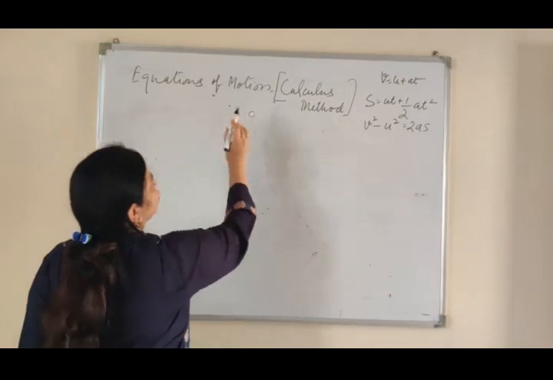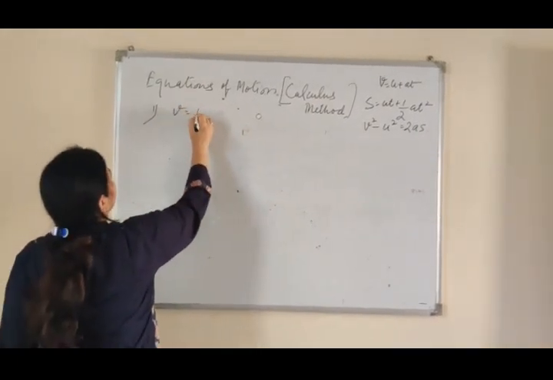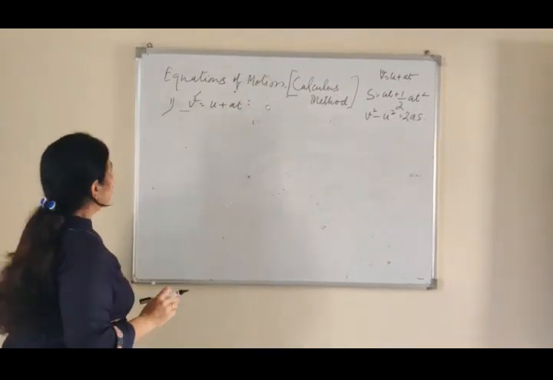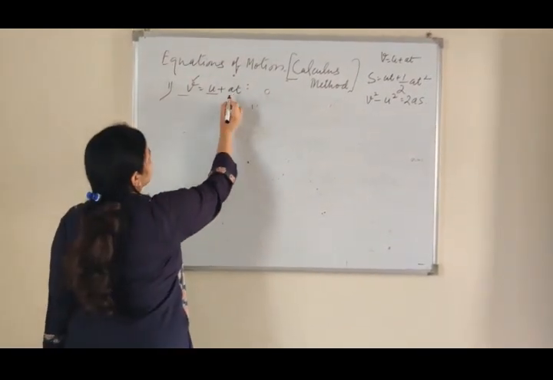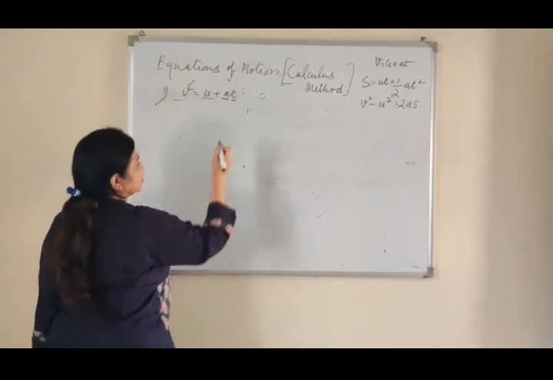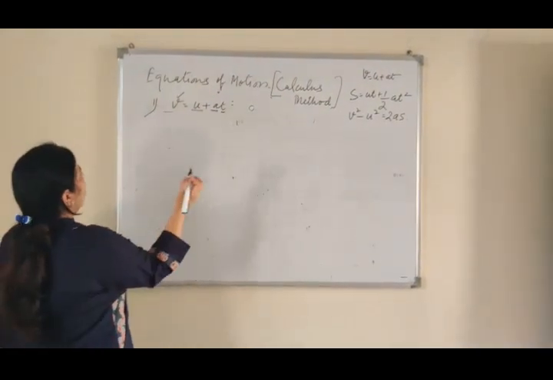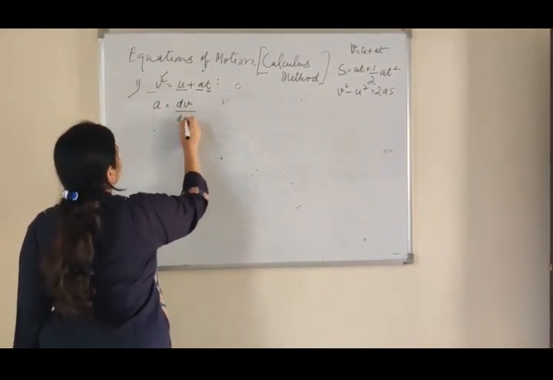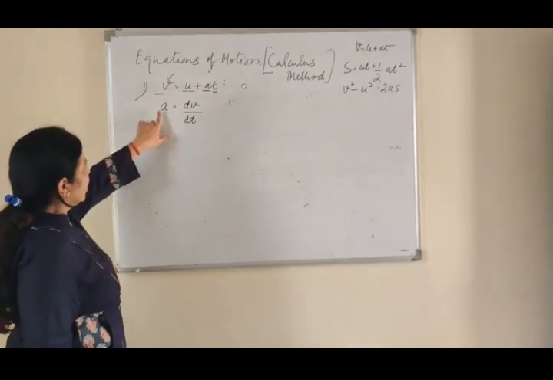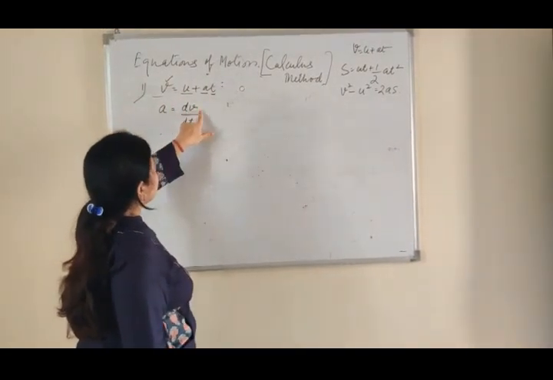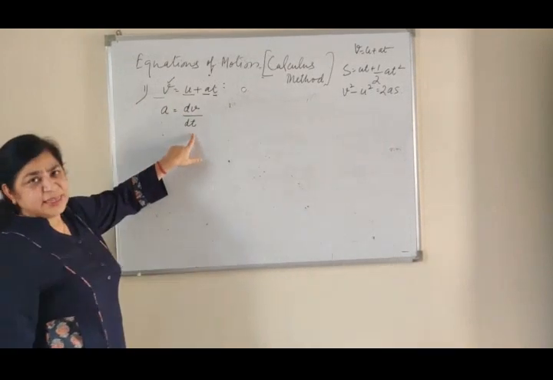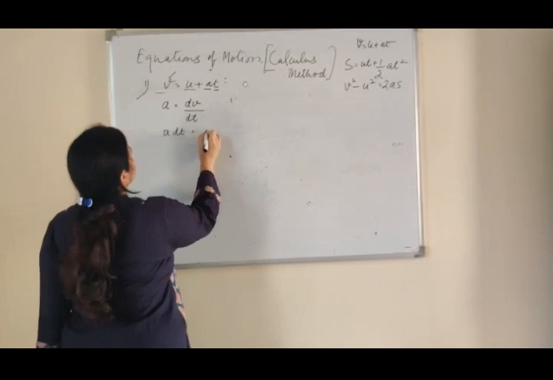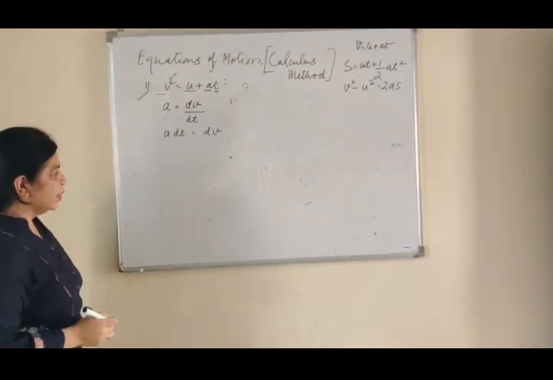Now see the equation of motion. For the first equation, that is v is equal to u plus at. You all know that here v is the final velocity, u is the initial velocity, a is the acceleration and t is the time. Also you know by definition that acceleration is equal to rate of change of velocity. So here a is the acceleration and dv is the small change in velocity, dt is the small change in time. If we multiply, you will have a dt is equal to dv.